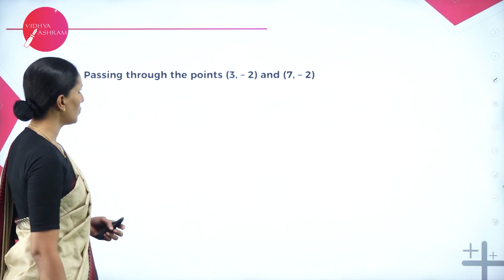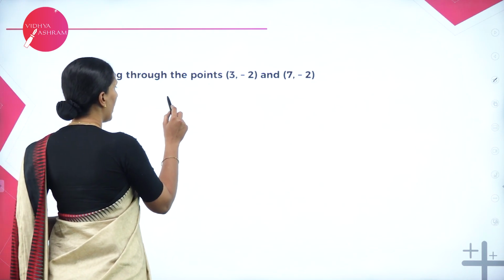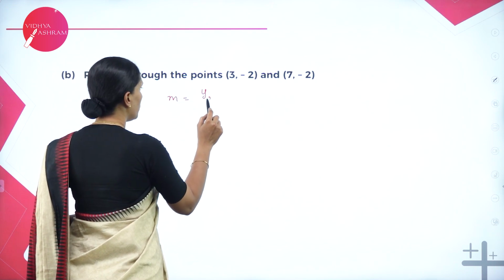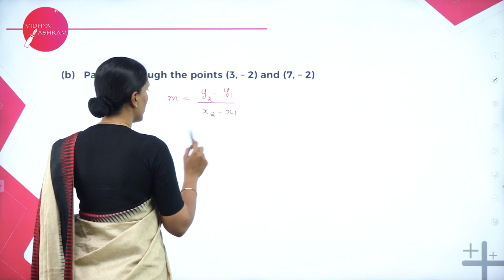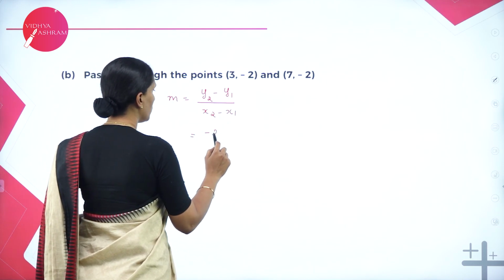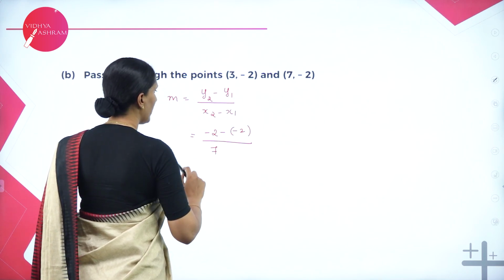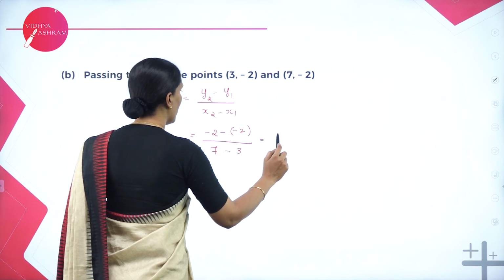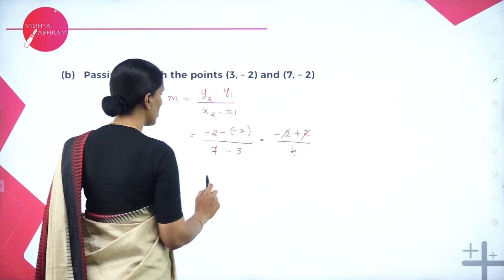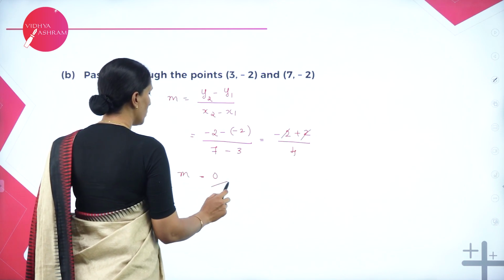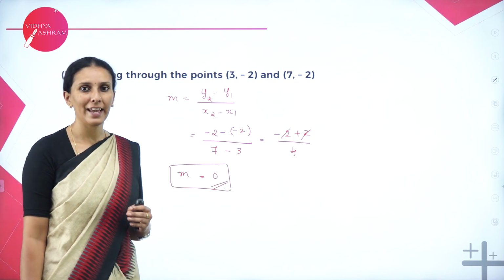Next one, passing through the points (3, -2) and (7, -2). So m is equal to y2 minus y1 divided by x2 minus x1. Here y2 is minus 2, y1 is minus 2, x2 is 7, x1 is 3. So here we'll get minus 2 plus 2 divided by 4, which cancels, so the slope is 0. If the slope is 0, it means the line is parallel to the x-axis.